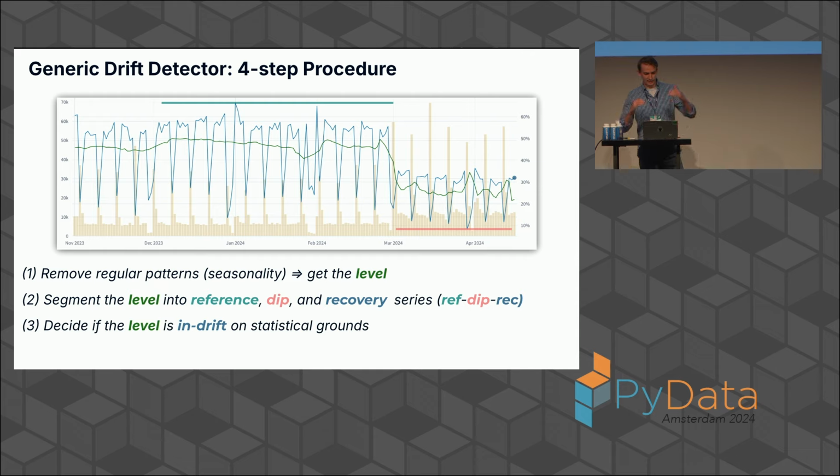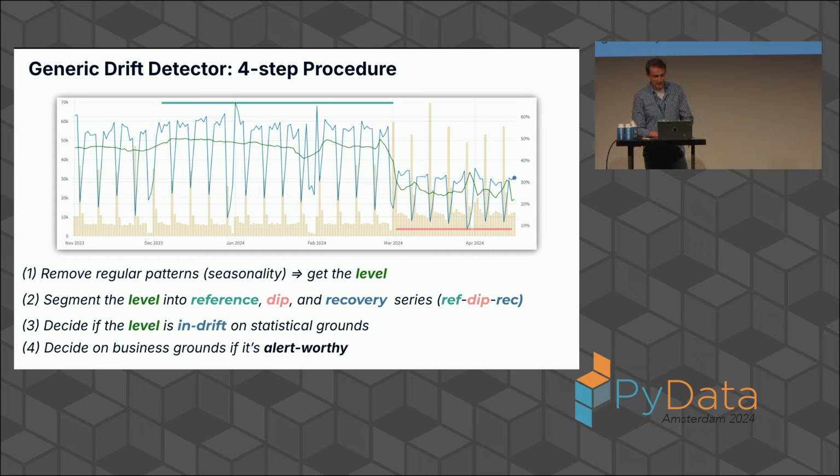Then, given this segmentation, you decide, is it really in drift on some sort of statistical ground, right? Because the segmentation algorithm will happily take a constant series and segment that, right? You want to ensure that the segmentation which you got is really meaningful. So what you do, you compare the reference period with the dip period, and finally the recovery period also with the reference period.